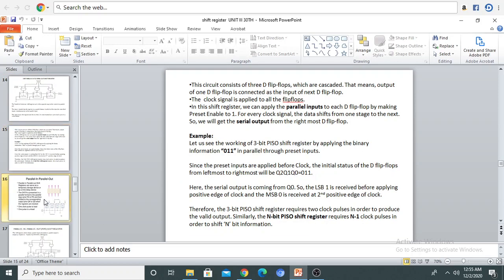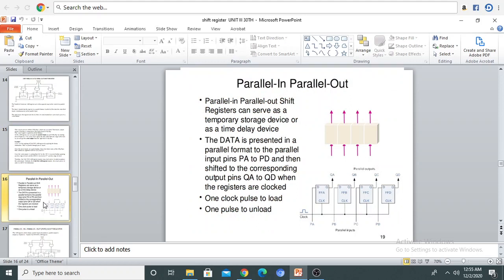Next, parallel in, parallel out. So we are applying the data in parallel, getting the data from the register also in parallel. So this is the circuit for the parallel in, parallel out shift register. Here clock is common to all the flip-flops. PA, PB, PC, PD are parallel inputs. QA, QB, QC and QD are parallel outputs.